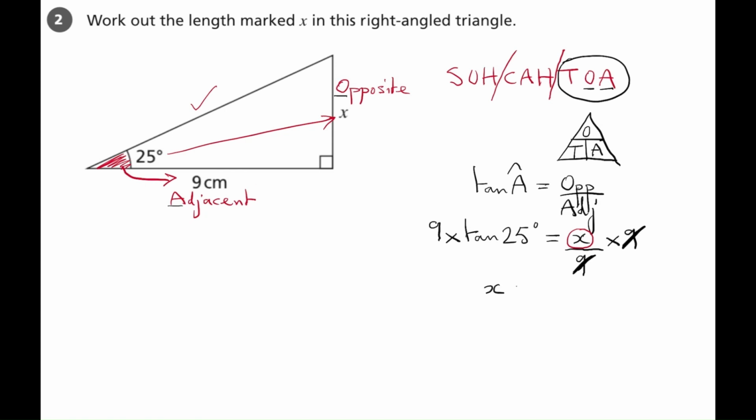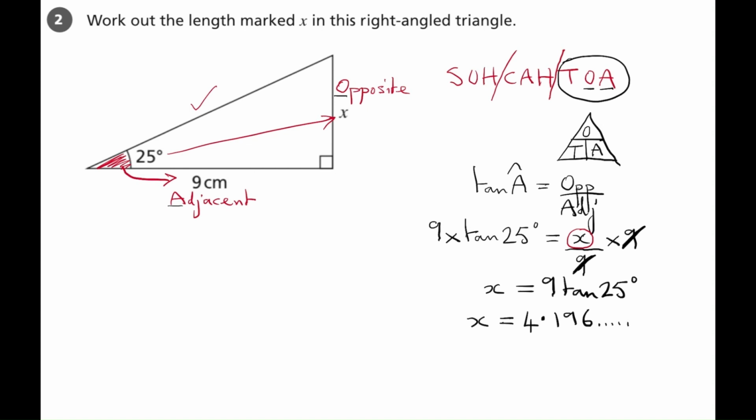And this is equal to 9 multiplied by tan 25. So we write 9 tan 25. We don't put the multiplication sign in with the algebra. If we now use our calculator and type in 9 multiplied by the tangent of 25 degrees, we will get an answer of 4.196 and lots of other digits.